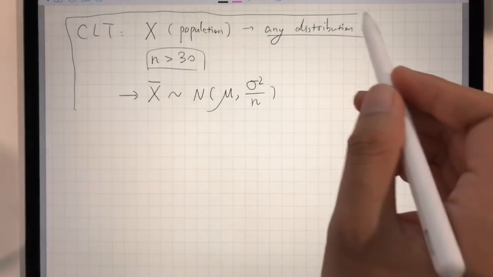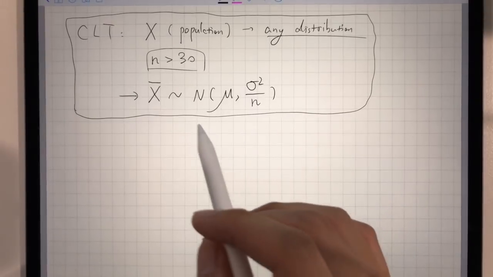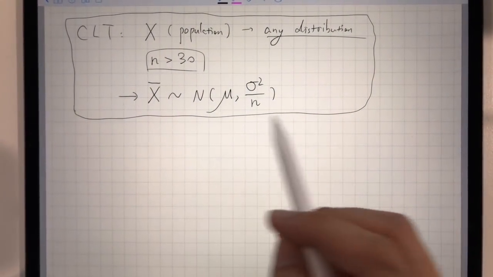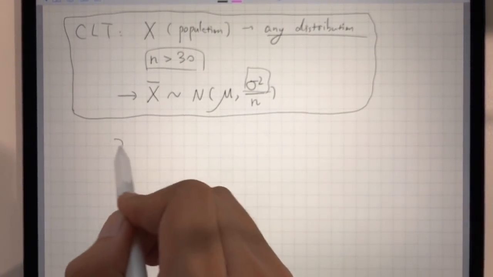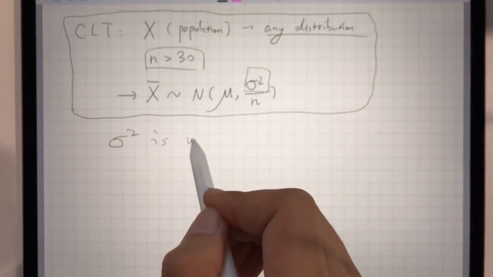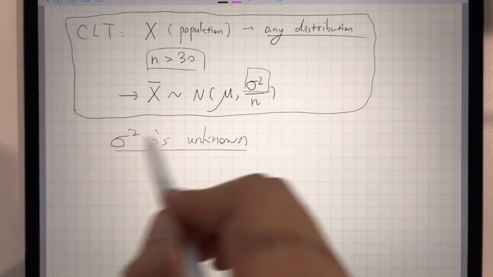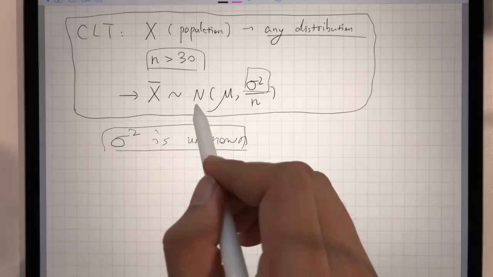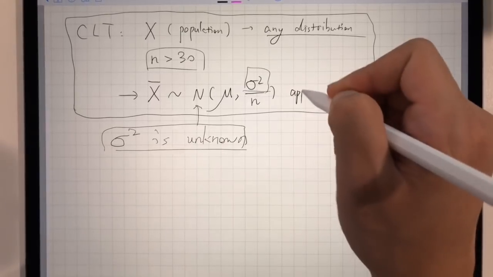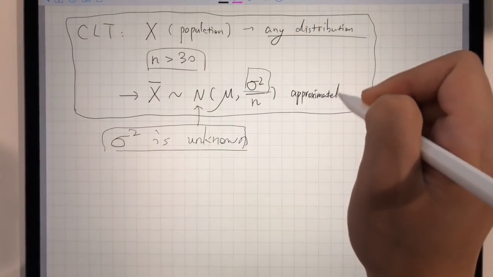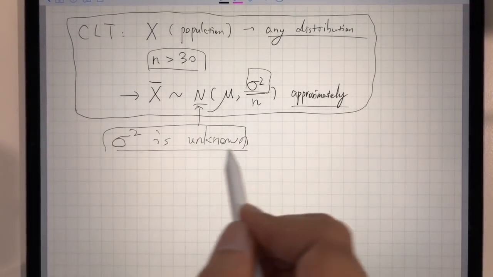However, when we are applying the central limit theorem, things can be very different, especially when we're doing estimation or hypothesis testing. Many times, sigma square is unknown, right? So if sigma square is unknown, instead of using the normal distribution as an approximation, what do we use?